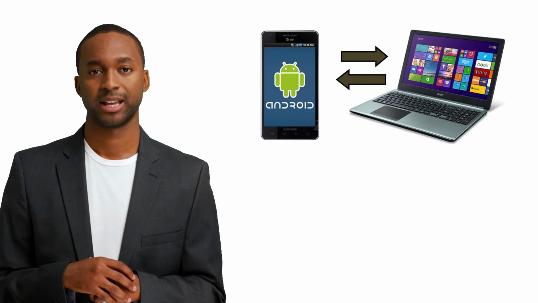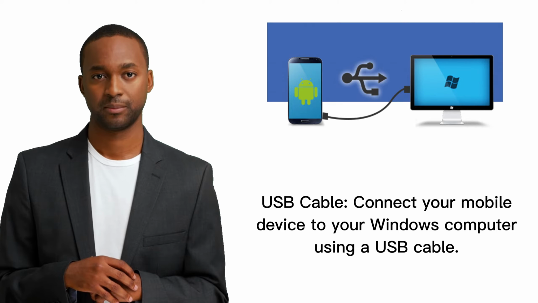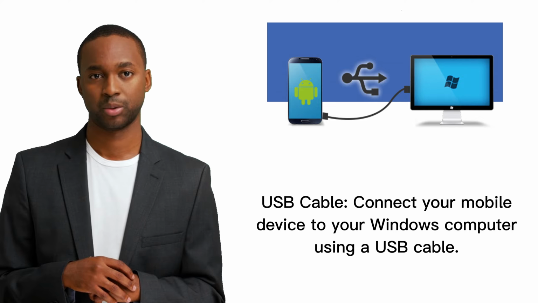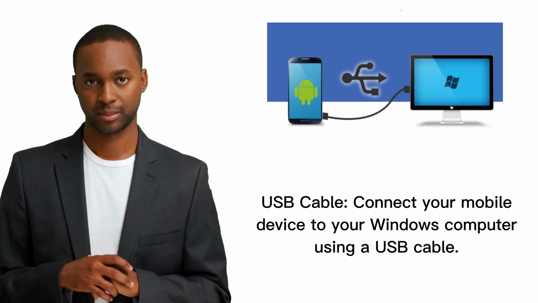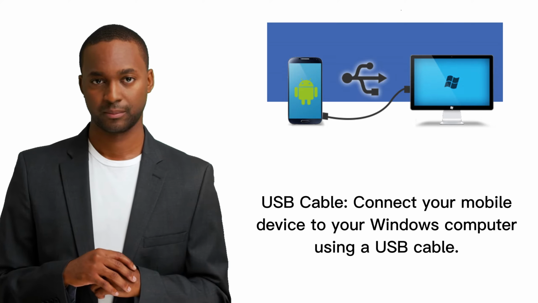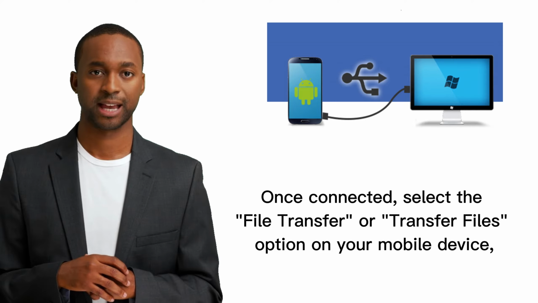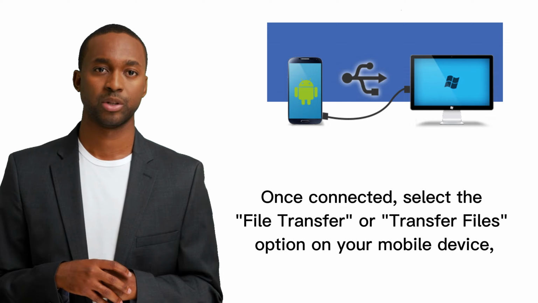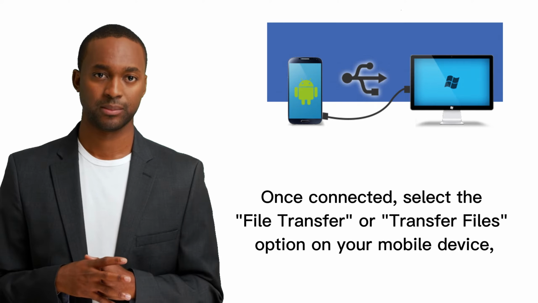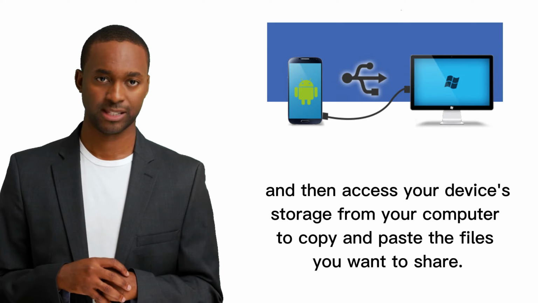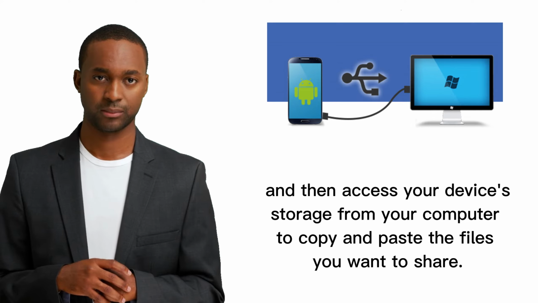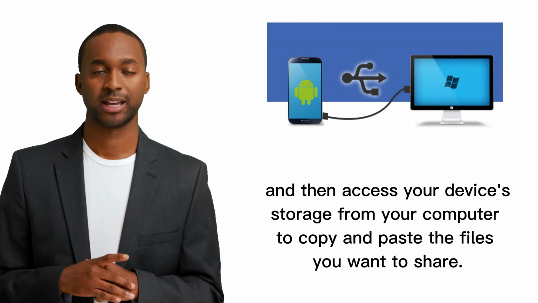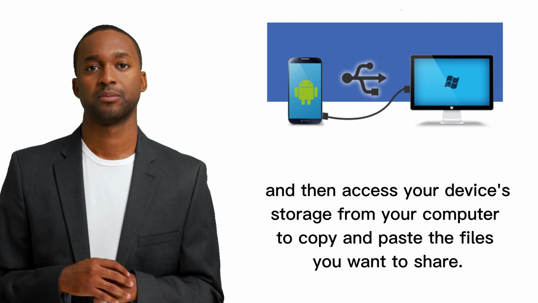Number one option is USB cable. Connect your mobile device to your Windows computer using a USB cable. Once connected, select the file transfer or transfer file option on your mobile device, and then access your device storage from your computer to copy and paste the file you want to share.